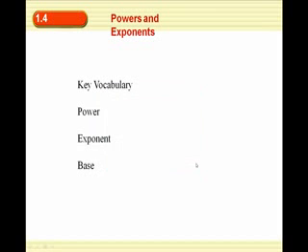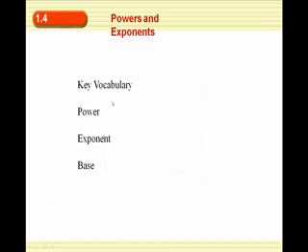Powers and exponents, which is 8th grade math, page 19 in your book. So we go through some vocabulary. So your notes for this, you ready to get some vocabulary written down? First off, we have, the board's off again, sorry.